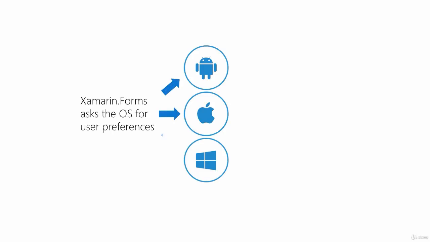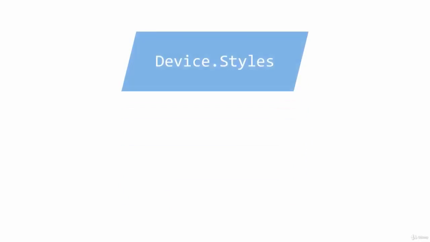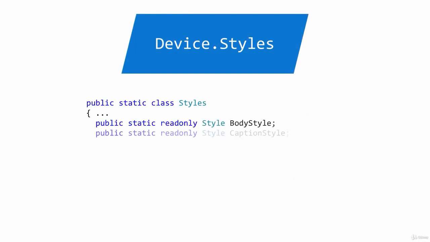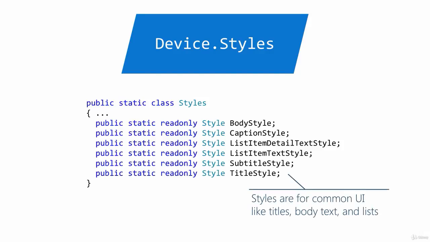Xamarin Forms gives you several predefined styles typically called built-in styles. The built-in styles are generated via code at startup. If the user changes their device-wide preferences, the styles are updated. The style objects are stored in Device.Styles. Styles is a class nested inside of the Device class. This is mostly an implementation detail that you would rarely need to know.